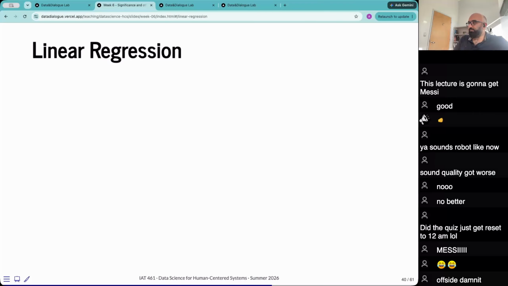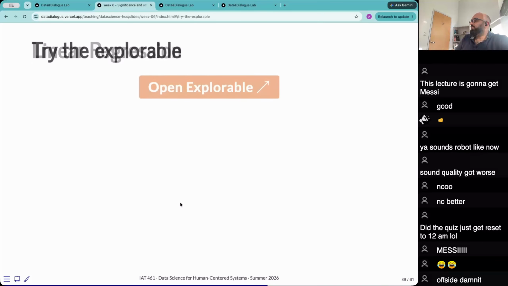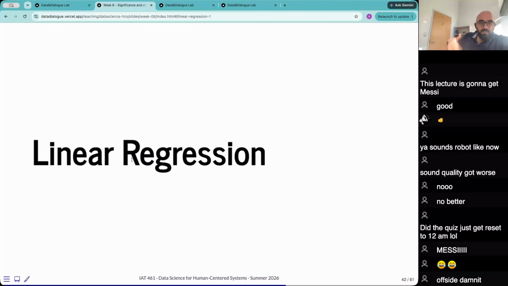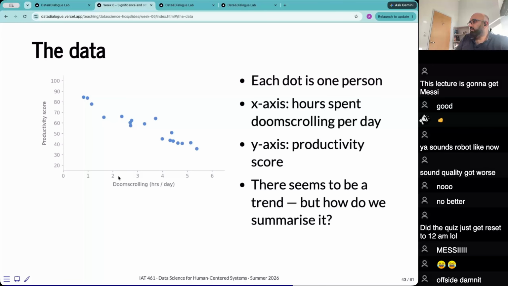Okay. All right. So now we get to linear regression. Let's change gears. I'm changing the data set. We were talking about gaming. Let's think about whether doom scrolling affects productivity.